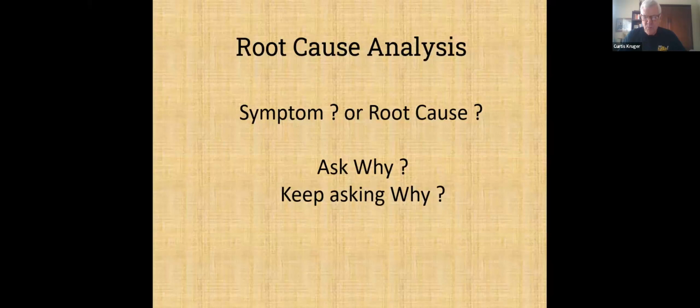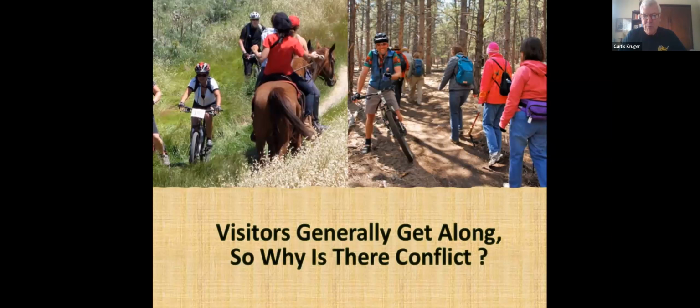Trail conflict has three main causes: more people, speed, and poor sight lines. Let's look at each of these three causes.